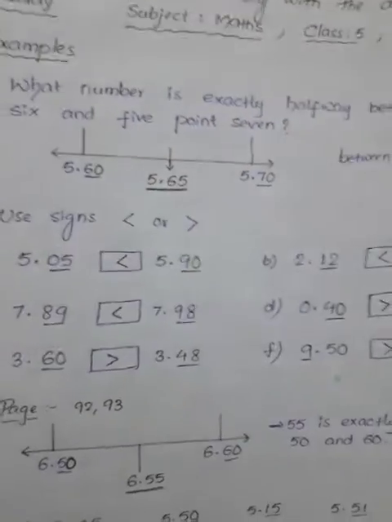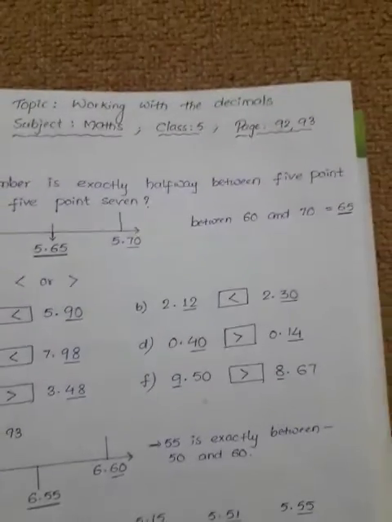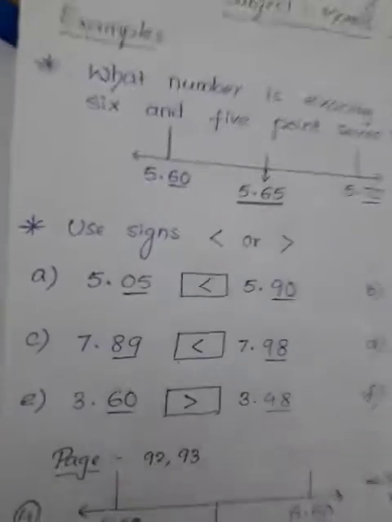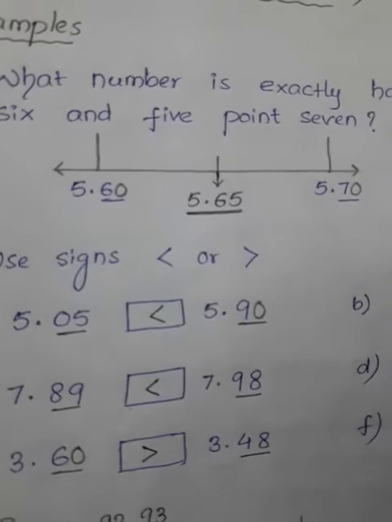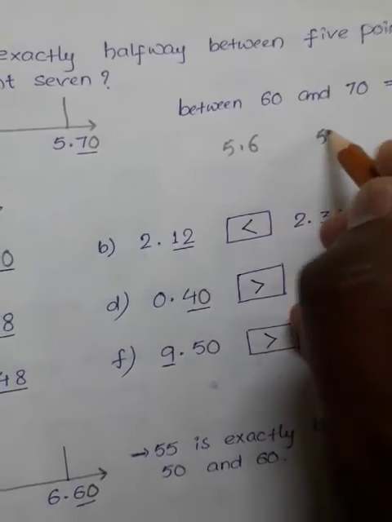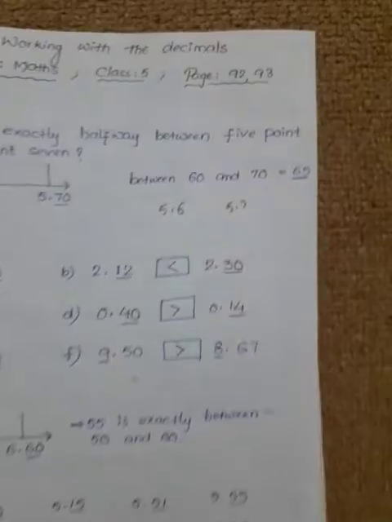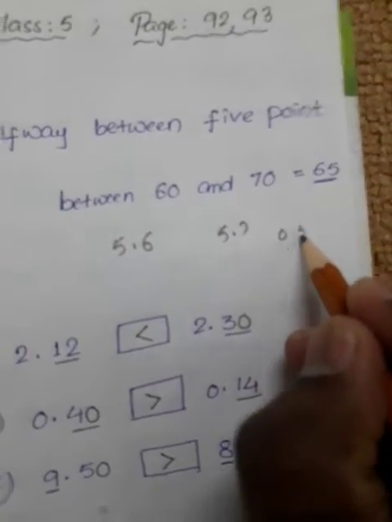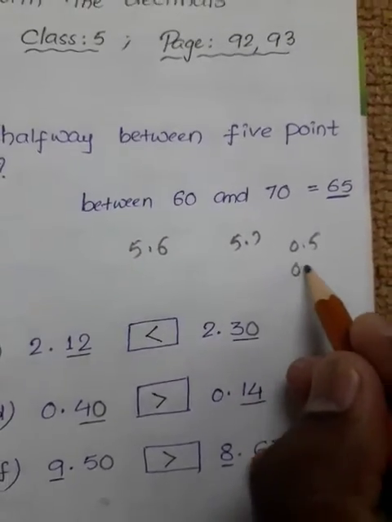What number is exactly halfway between 5.6 and 5.7? If I read it directly, 5.6 and 5.7, maybe you feel it is difficult, because you think this is 6 and this is 7. After 6 comes 7 only, so where is the midpoint? The simple logic is you can add 0 to the number, because in decimals we can add 0. Like here, suppose 0.5, I can write it as 0.50.